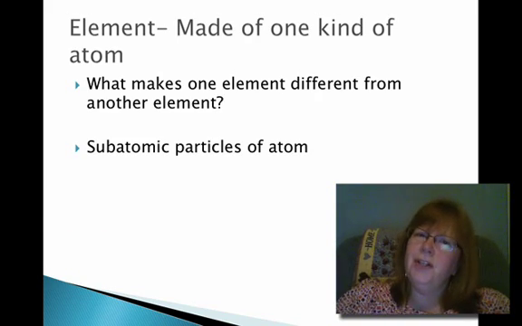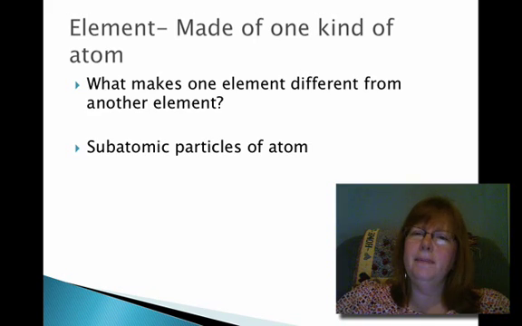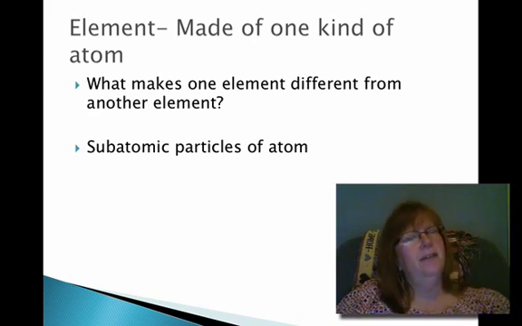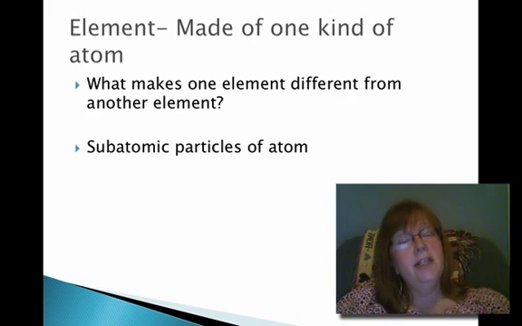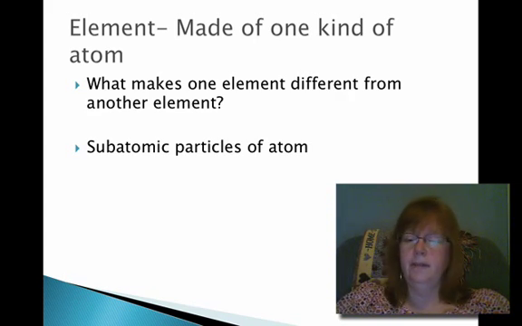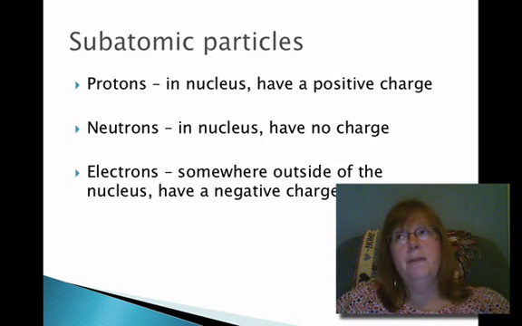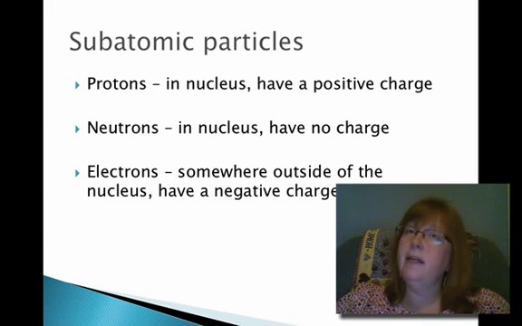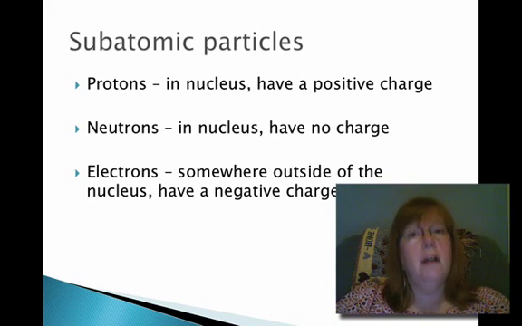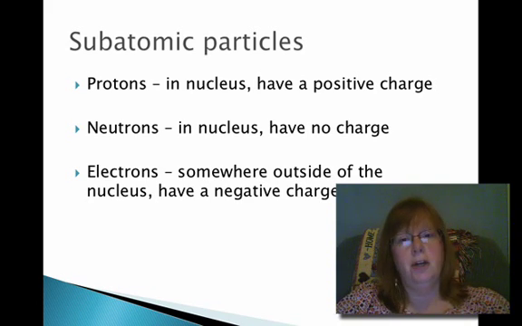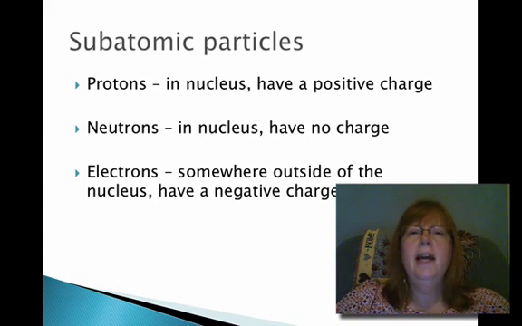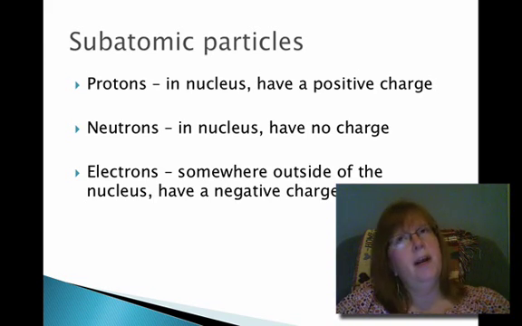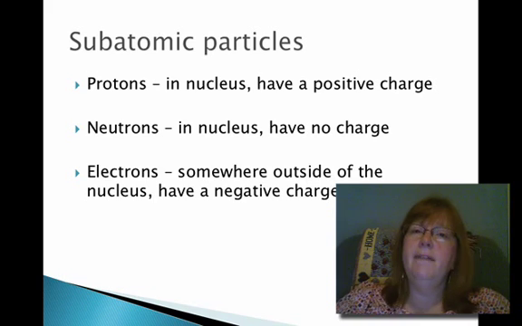So back in our first unit, we defined an element as something that was made of one kind of atom. But what makes one element different from another element? Well, it has to do with the subatomic particles. So as a review, the subatomic particles are the protons. They're located in the nucleus and they have a positive charge. Neutrons are also in the nucleus, but they have no charge, so they're neutral. And the electrons, well, they're somewhere outside of the nucleus and they have a negative charge.